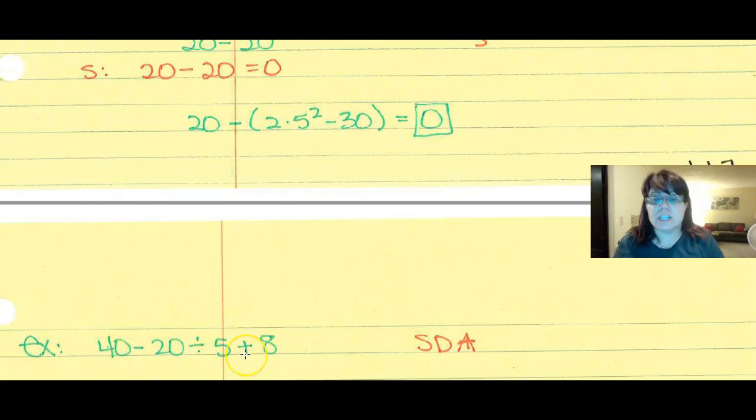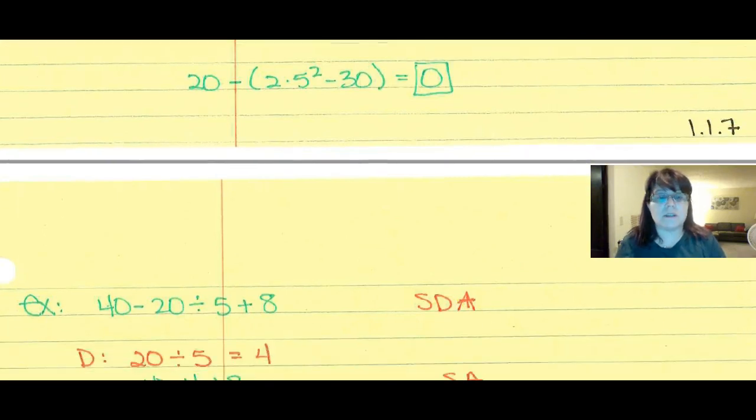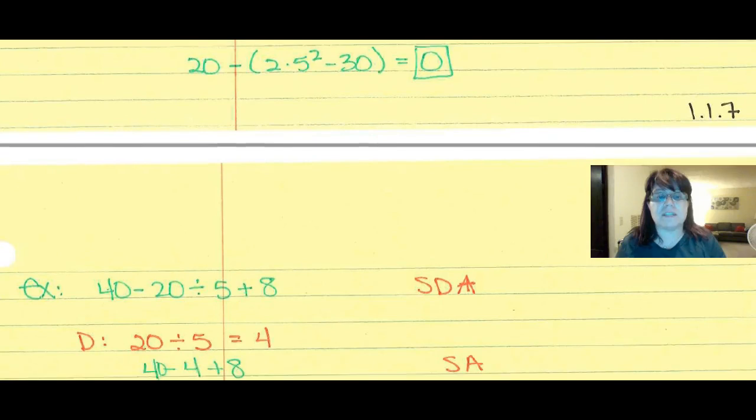Subtraction, division, addition. The one that we do first would be division. So 20 divided by 5 is 4. So our problem becomes 40 minus 4 plus 8. We are left with subtraction and addition. Subtraction and addition are at the same level of hierarchy. So we just do them from left to right.